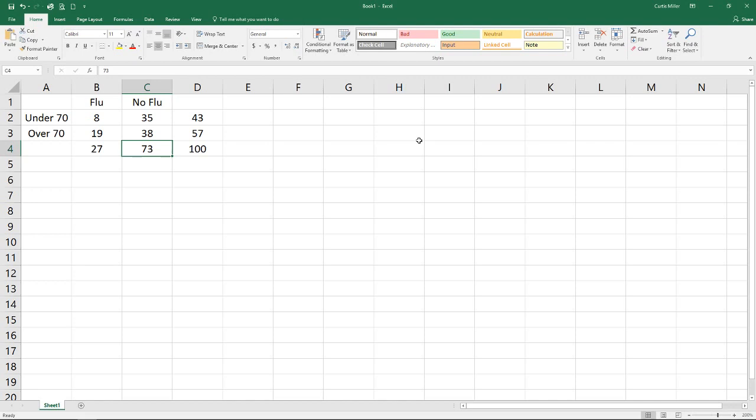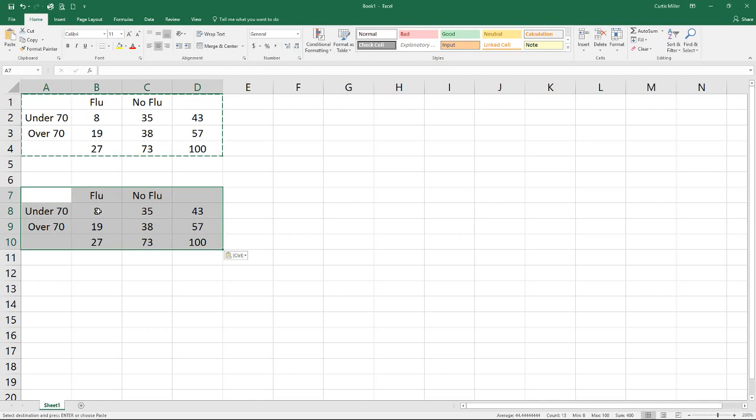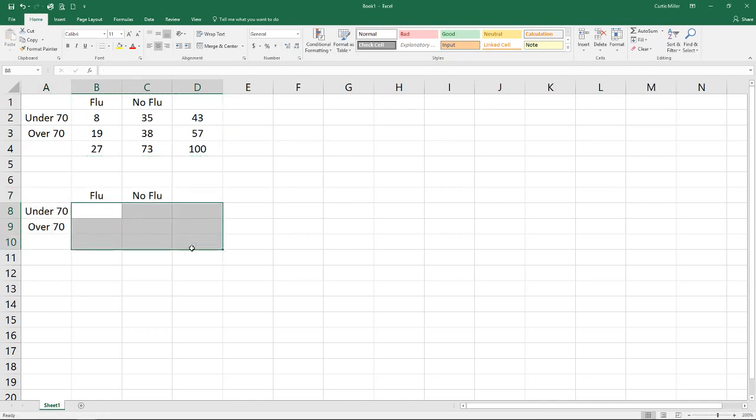What we're going to do first is grab our data here, do a quick copy and paste down here, and then delete out the actual numbers. I just wanted to get the labels down here so I'd have a place to start. So we're going to start by calculating our probabilities for each one of these specific combinations.